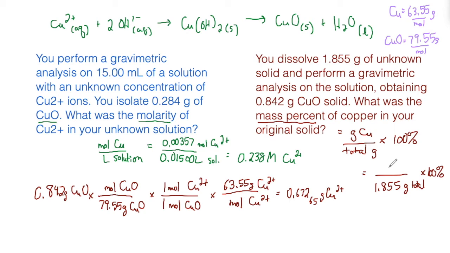So our grams of copper ions in the solid was 0.672. You can use a couple extra digits. That's how much of the mass was copper. 1.855 grams was the total mass. And so that comes out to be 36.3 mass percent copper in the sample. And we're limited to 3 significant digits just because the mass of copper 2 oxide only had 3.